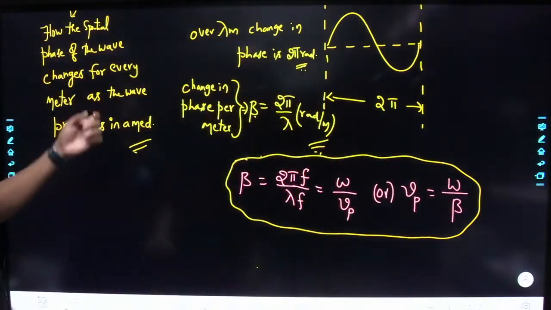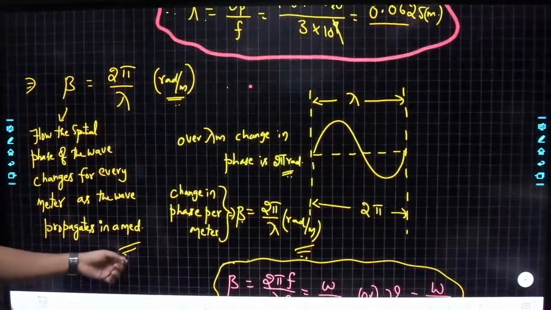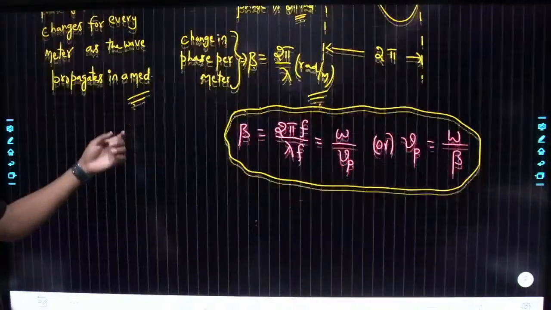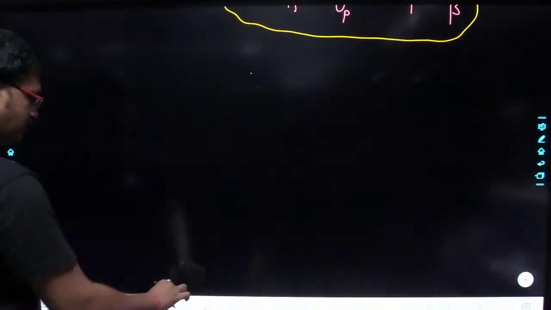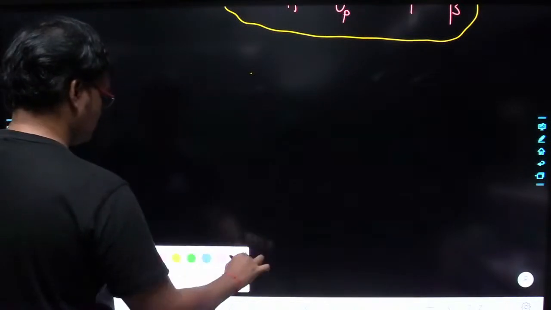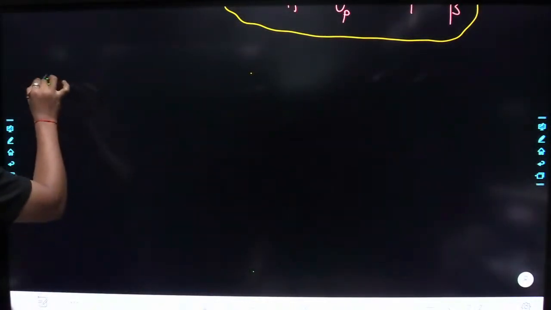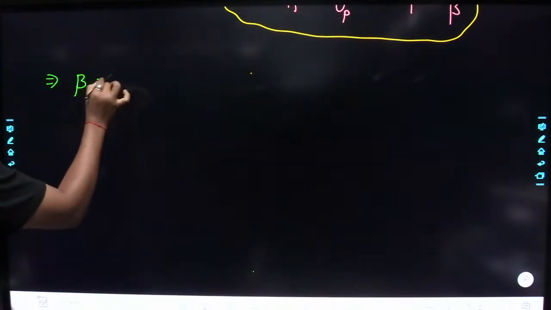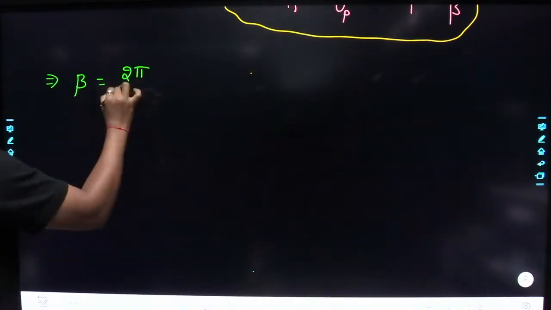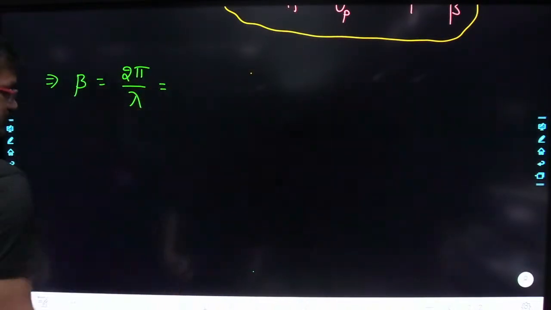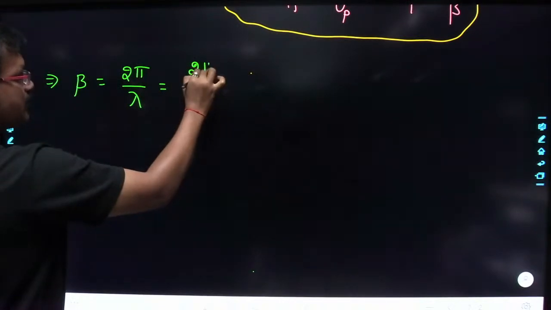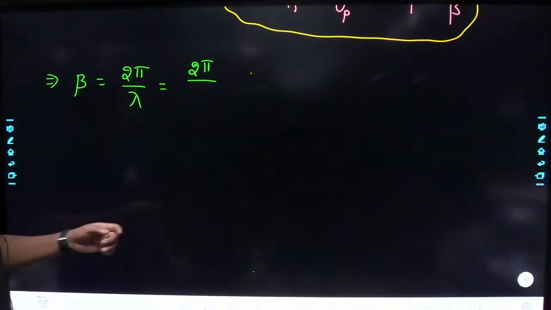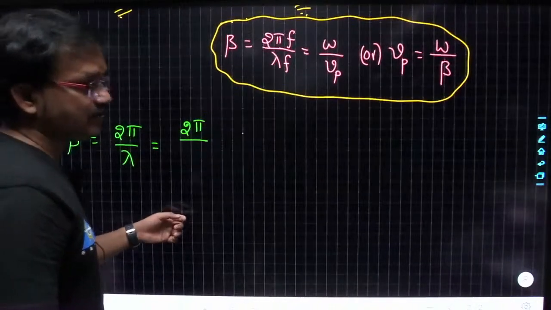Now in this problem we have to determine the beta value, right? So next is beta. Beta is equal to 2 pi by lambda, which is equal to 2 pi divided by, we have already determined the lambda value. So what is the lambda value here? Tell me.